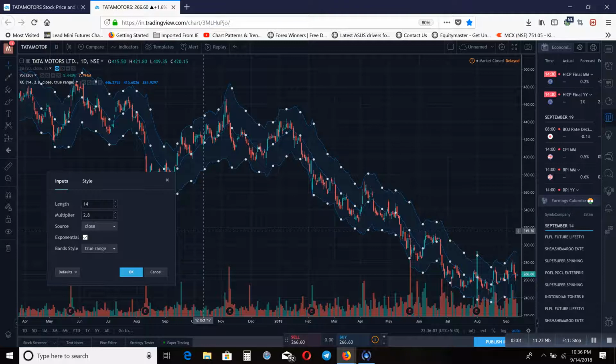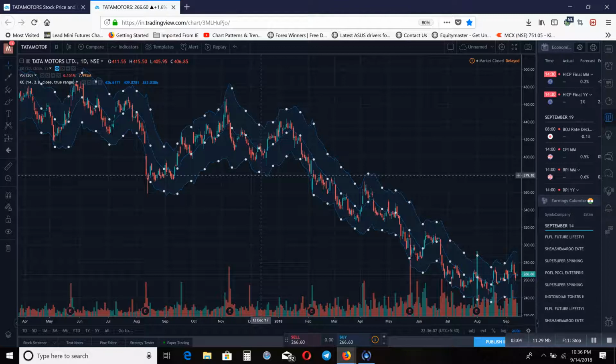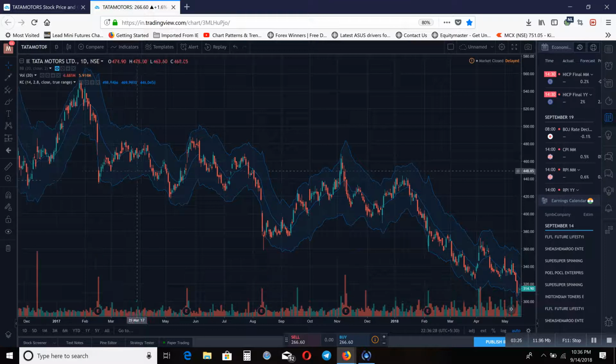Now the analysis part. There are two types of strategies that you can look at in Keltner channels. The first is the reversal strategy, and the second is the breakout strategy. Most traders in Keltner channels go for the reversal strategy. The first basic thing is, if the price touches the upper band or the lower band, which are the overbought and oversold signals, that would be a sell signal if it is the upper band, and a buy signal if it is the lower band.